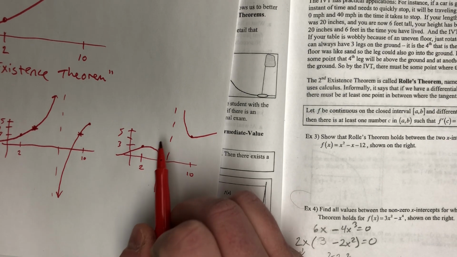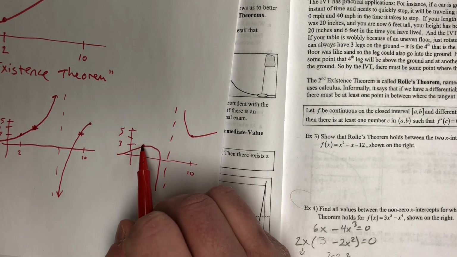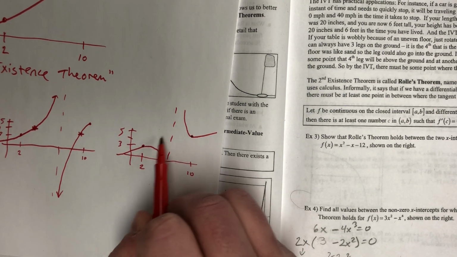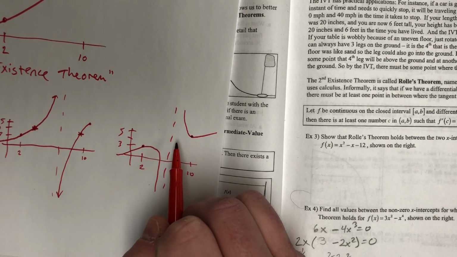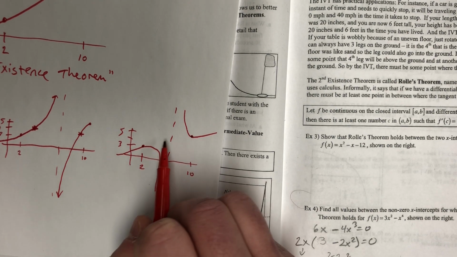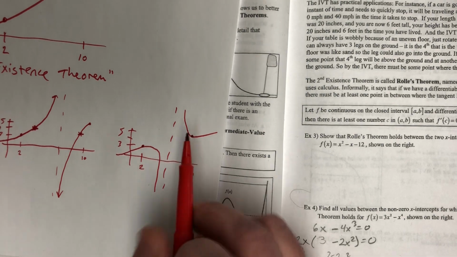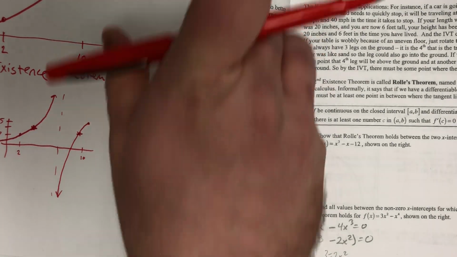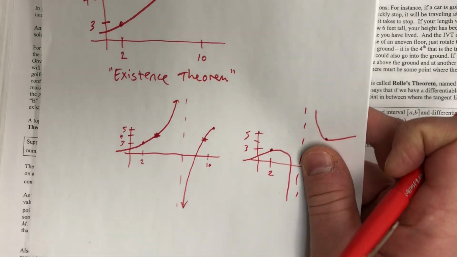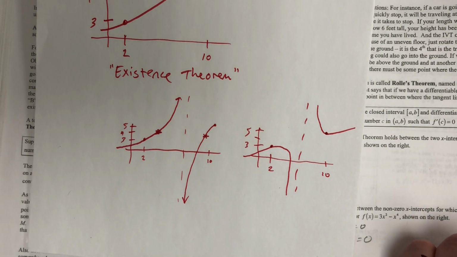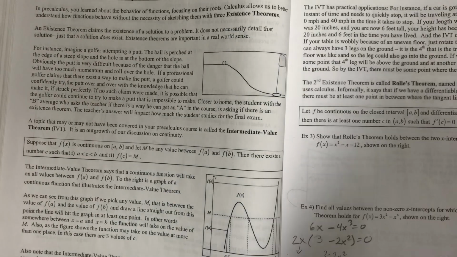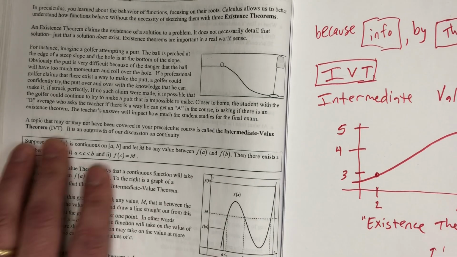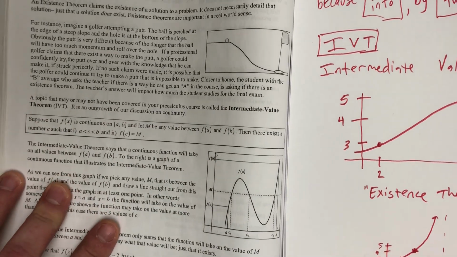So here's the problem. Just because I start at 3 and I end at 5 doesn't mean I pass through 4. The only way that I can say I definitely pass through 4 is if our function never breaks like this. And if you remember from a previous unit, that's called the function being continuous. So let's go look at the fancy language here and see what's going on.